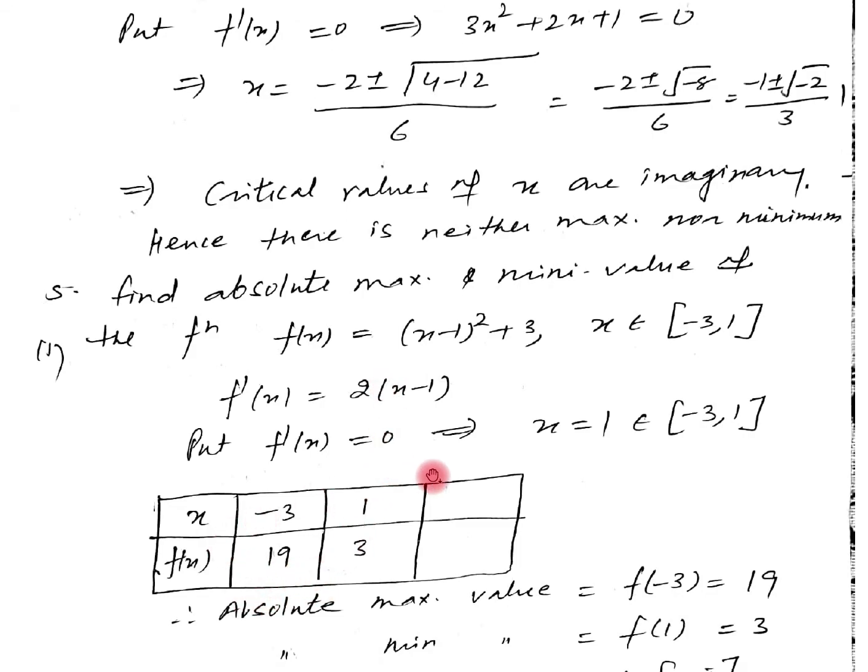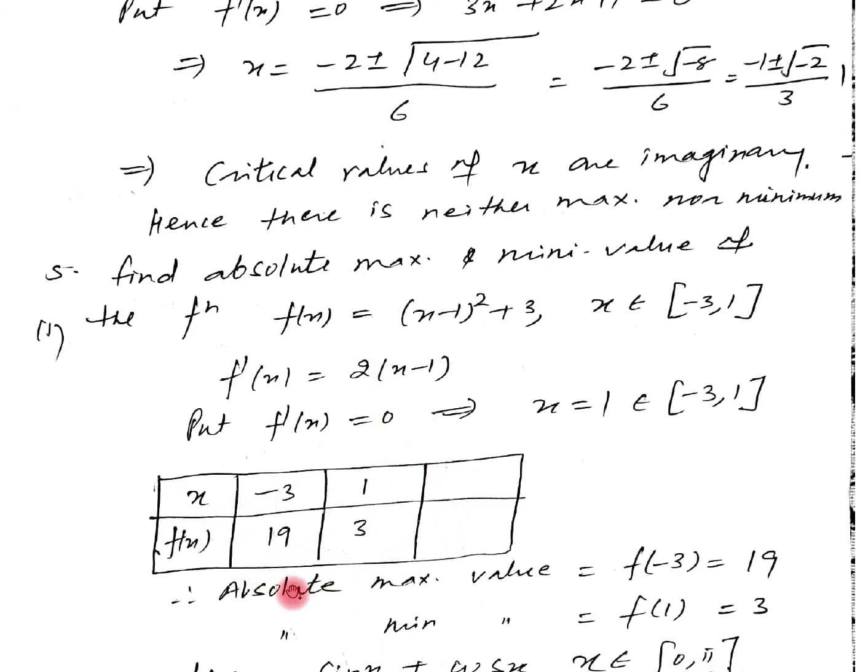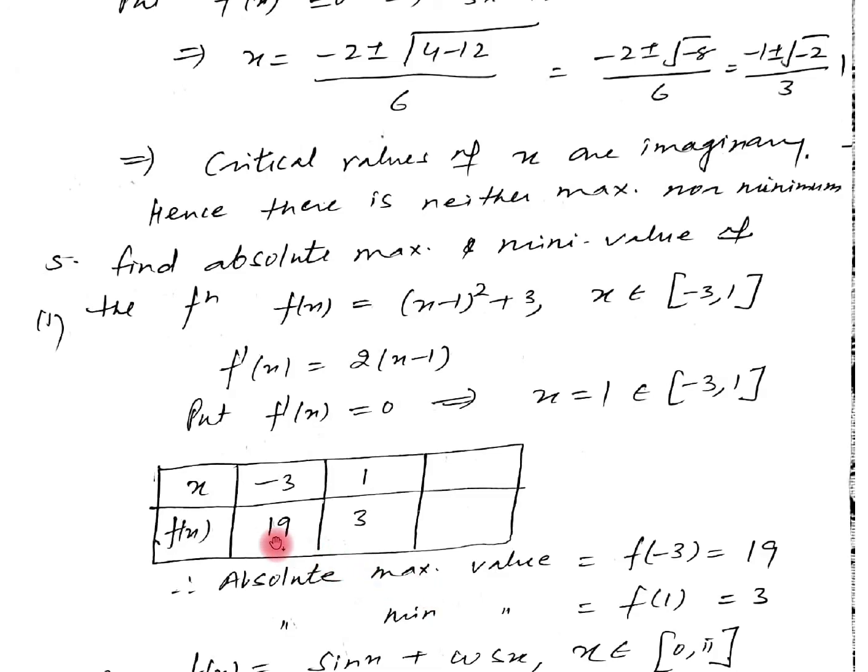Now we see in the table which one is the maximum. It means this is maximum, this is minimum. Therefore the absolute maximum value of the function is 19 at x equal to -3, and the absolute minimum value of the function is 3 at x equal to 1.